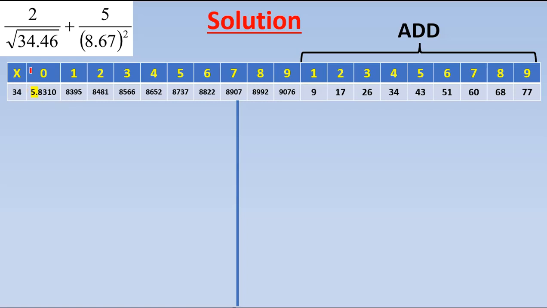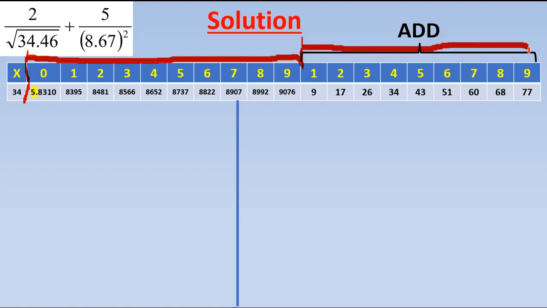We have a column headed X. Then we have another column, we call it the main column, that has values running from 0 to 9. And then we have the last one, we call it the mean differences column, that runs from 1 to 9. So these are the 3 main divisions in the mathematical table. There will always be a column headed X, a main column, and the mean differences column. So how do you treat 34.46 in terms of finding its square root?